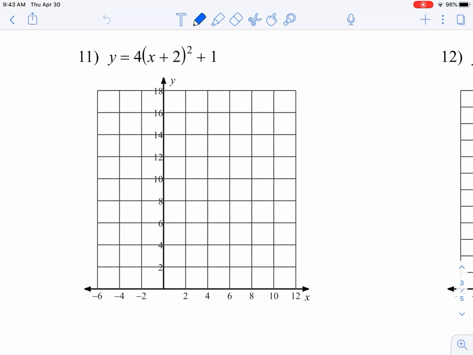The first way is transforming the parent graph. That's taking the parent points from our graph and moving those points. The other way is by transforming the parent table. So here's kind of what I've decided I'm going to work on.